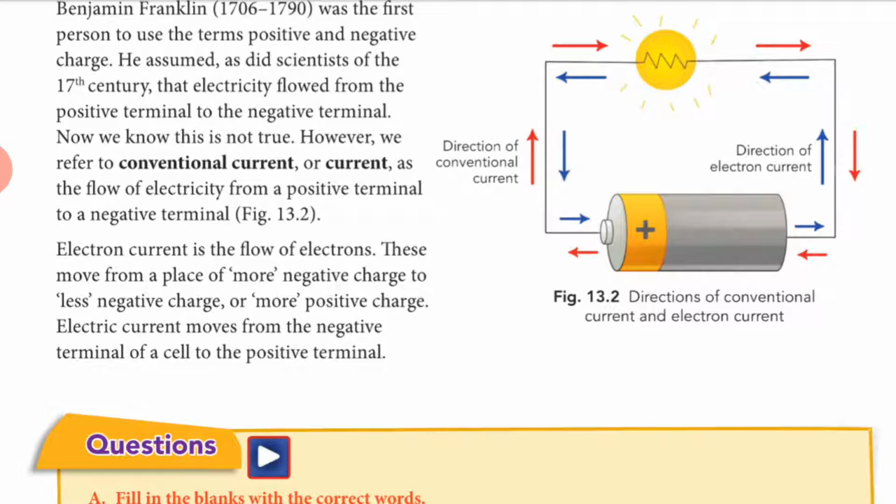So why can electrons flow from the negative terminal to the positive terminal? Because it is a charge. It flows from more negative charge to less negative charge. That's why it creates current, right? That's why current flows through the circuit.